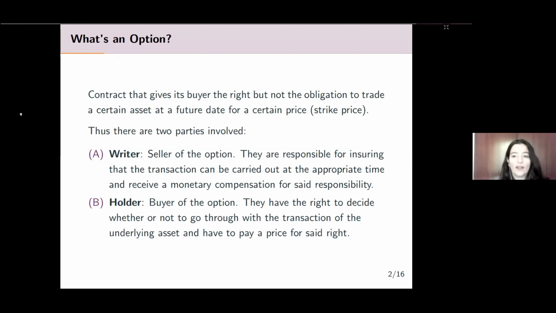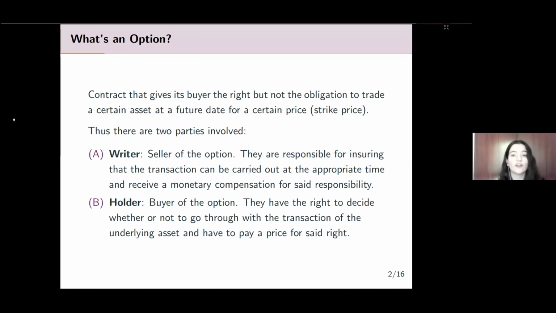First of all, I need to explain what an option is. An option is essentially a contract that gives its buyer the right but not the obligation, and this is very important, the right but not the obligation, to trade a certain asset at a future date for a certain price. It's very general. And this certain price is called the strike price.